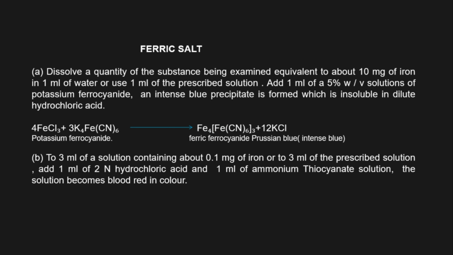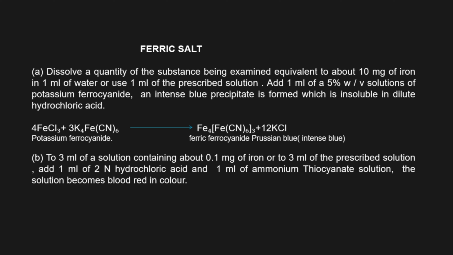Our next cation is ferric ion. The identification test for ferric ion is as under. The first method is to dissolve a quantity of the substance being examined equivalent to about 10 mg of iron in 1 ml of water, or use 1 ml of the prescribed solution. Add 1 ml of a 5% weight by volume solution of potassium ferrocyanide. An intense blue precipitate is formed, which is insoluble in dilute hydrochloric acid.